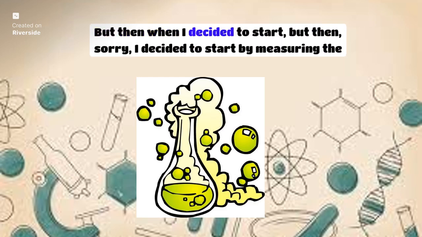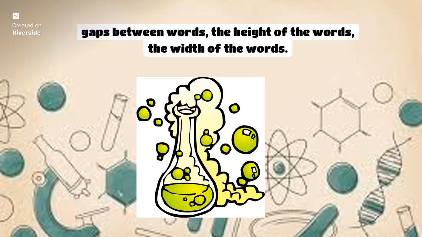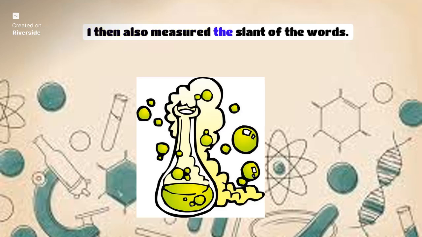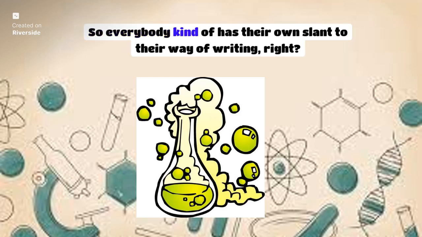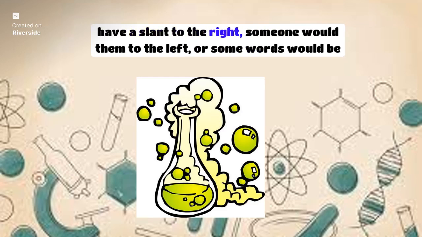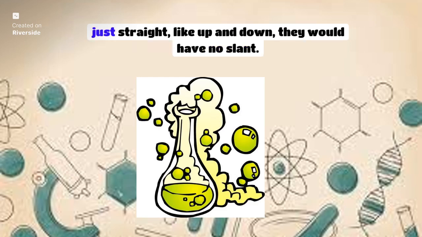But then I decided to start by measuring the gaps between words, the height of the words, and the width of the words. I then also measured the slant of the words. Everybody kind of has their own slant to their way of writing. Some people would have a slant to the right, some to the left, or some words would be just straight, like up and down. They would have no slant.